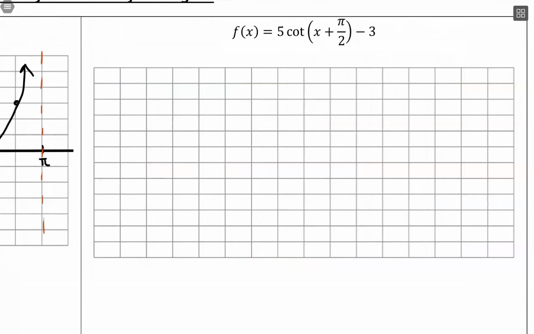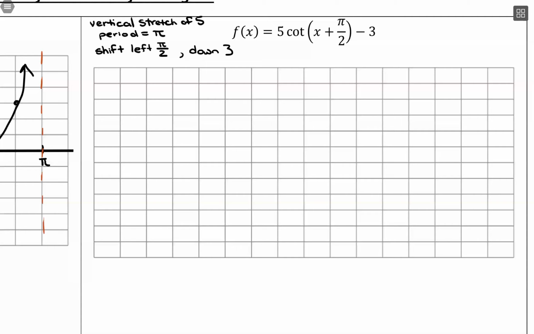Okay, our next one here, we have all sorts of pieces to work with. So we're going to have a vertical stretch by 5. So those 1s and negative 1s are going to become 5s. Our period is just going to be pi, and I'm just going to make note of that for when we're in there, but that's not going to change. We're going to have a shift. And since it's plus pi over 2, that'll mean we're moving to the left by pi over 2. We're going to also have a shift down 3.